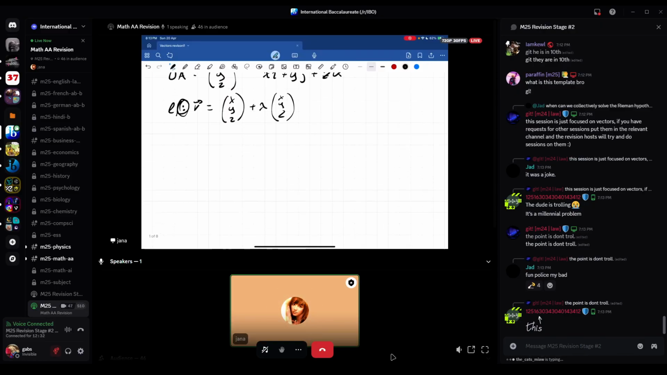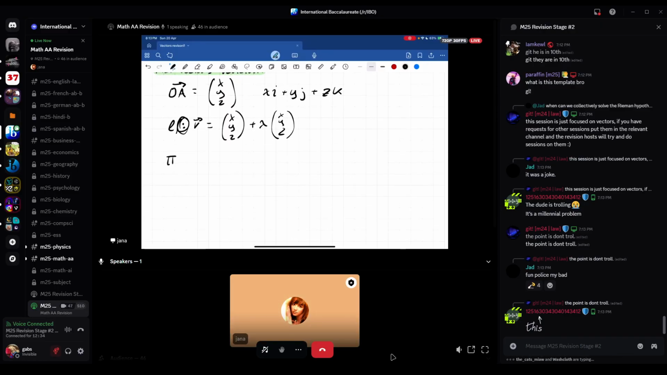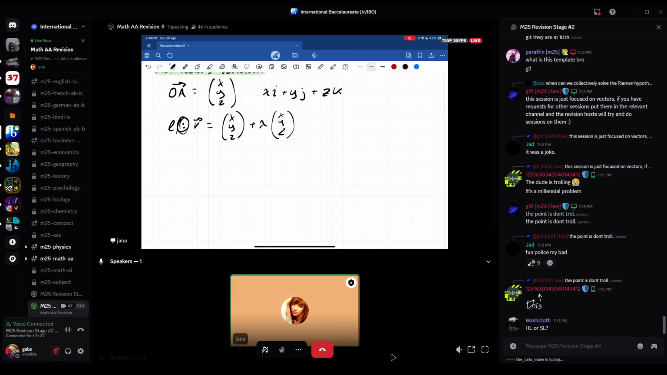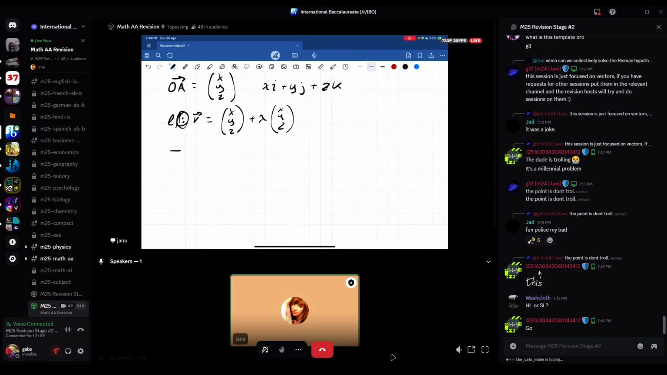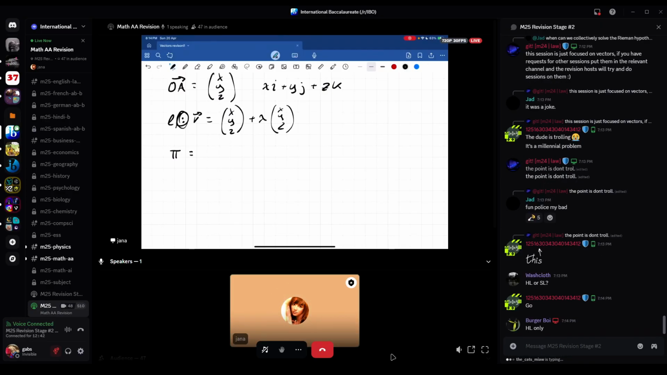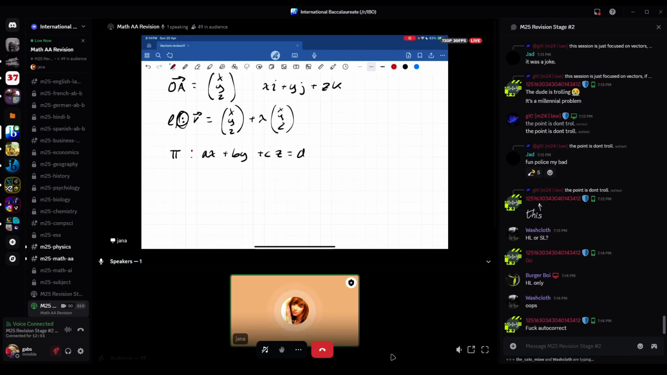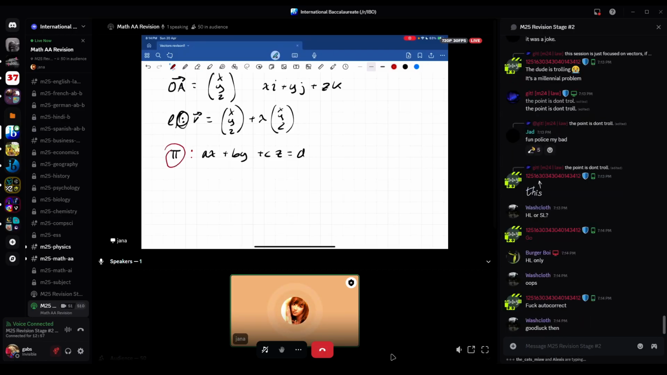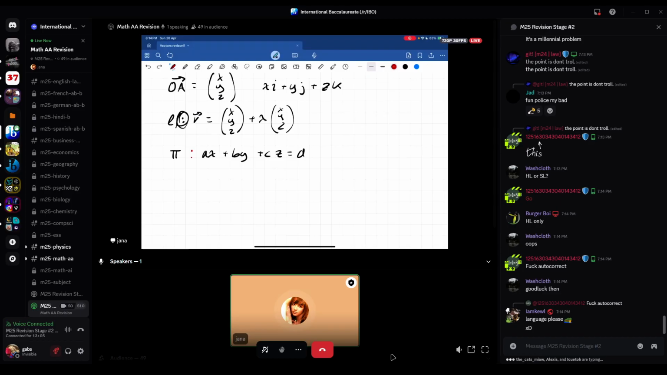Same thing goes for planes. If you have a plane pi, you can't do plane pi equals ax plus by plus cz equals d. You're going to lose marks right there. It's a colon, because this isn't expressing the plane, it's expressing any given point on the plane. So please make sure you do that, or you're going to lose marks right off the bat. And you don't want to do that, right?